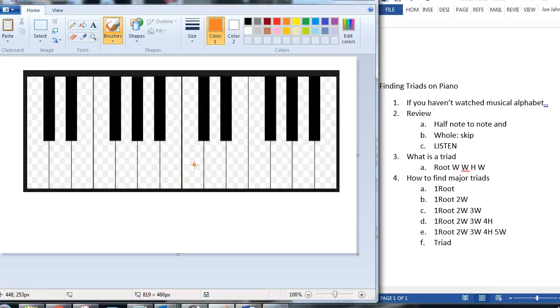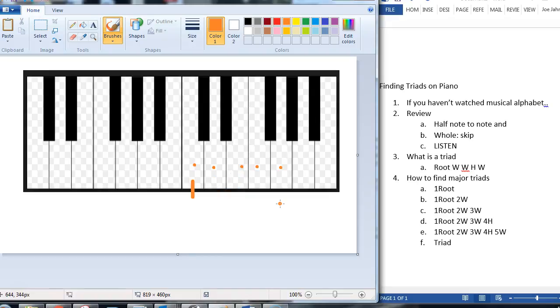Here's C. Go up a whole step to D, a whole step to E, a half step, and a whole step to G. There's your first 5 notes. So here's your root, a whole step to 2, a whole step to 3, a half step to 4, and then a whole step to 5. You can do that anywhere on the piano.